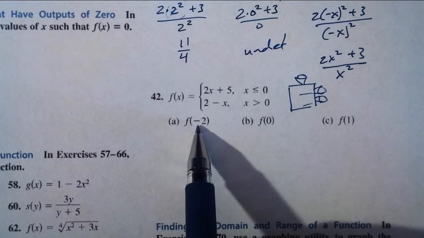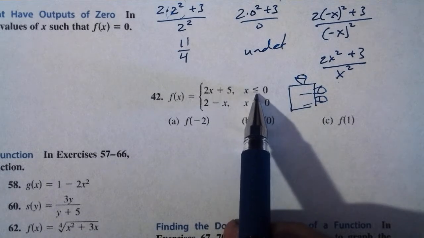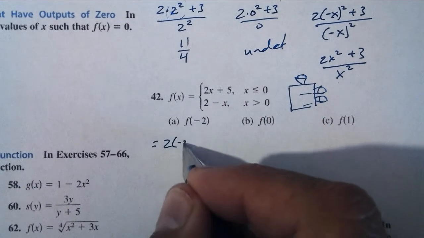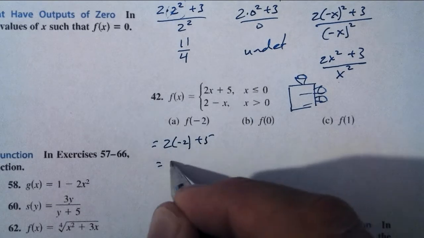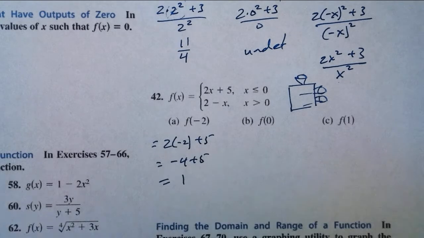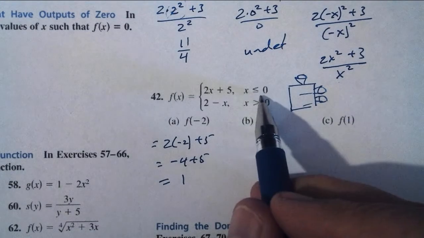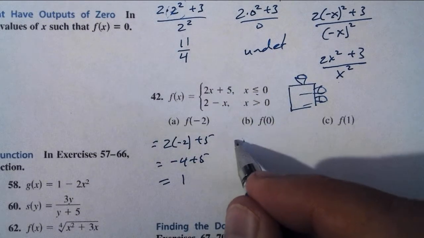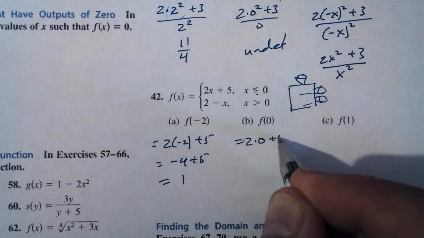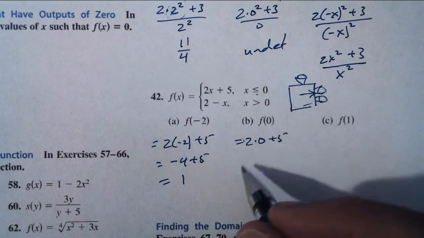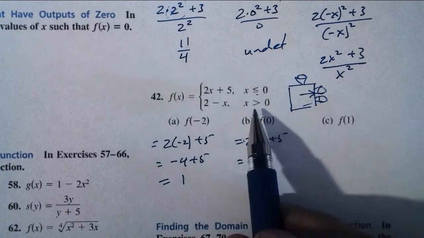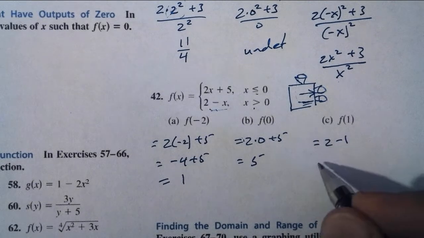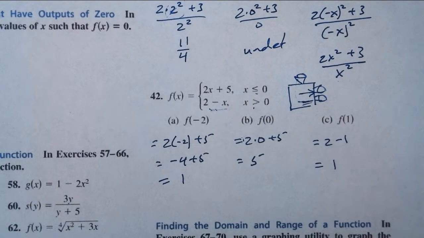So f of negative 2, being smaller than 0, gets this treatment. So f of negative 2 equals 2 times negative 2 plus 5, or negative 4 plus 5, or 1. F of 0 gets this treatment barely, so it is 2 times 0 plus 5, or 5. It barely qualifies to go out this first chute. And f of 1 filters down and gets this treatment, 2 minus 1, or 1. And there's a piecewise function.